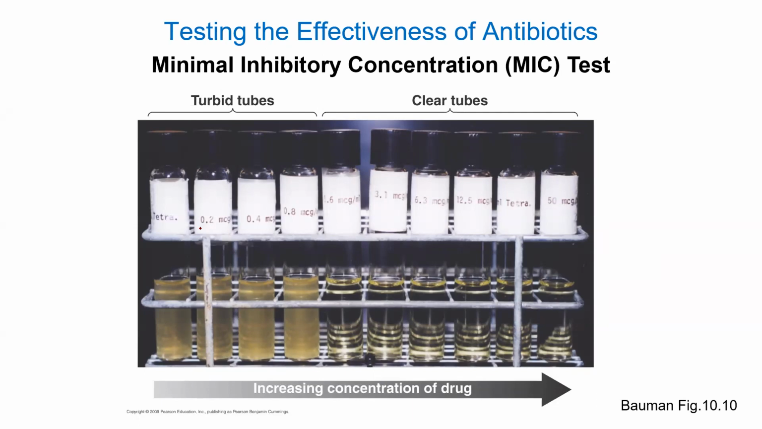So that's 0.2 micrograms per mil, 0.4, 0.8, 1.6, 3.1, and so on. So it looks like they just doubled it as they went along. And in this case here, you can see that the minimal inhibitory concentration is 1.6 micrograms per mil. Anything lower than that concentration is not useful.